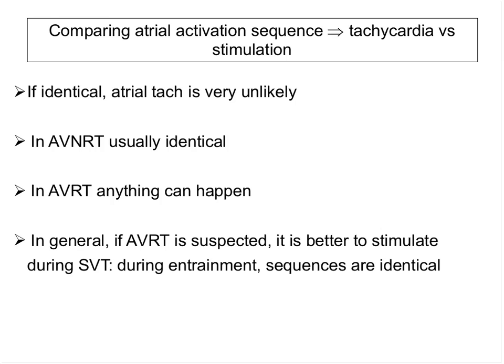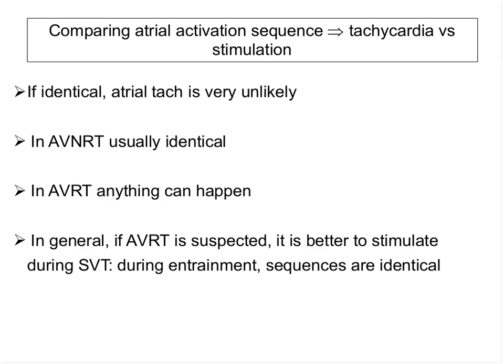And this is so because in AVNRT or in AVRT, there is a structure below the atrium at the junction of the atrioventricular anatomy that is related to the tachycardia. So when we pace the ventricle, the atrium will be activated in the same way as during tachycardia because the same structure will be used.